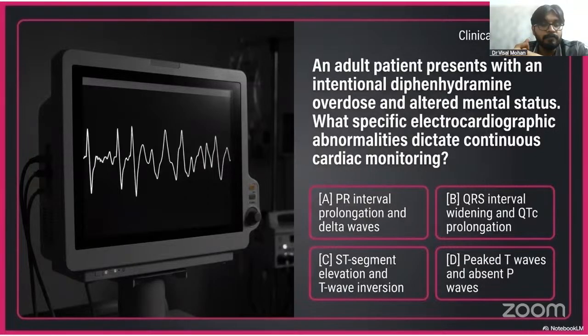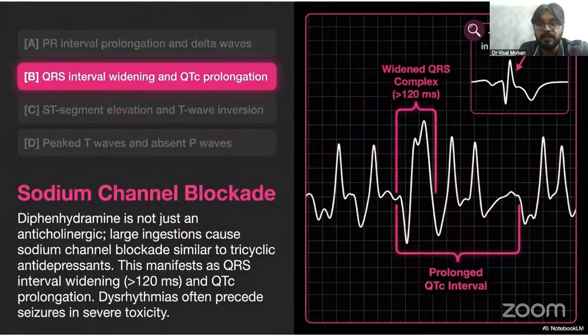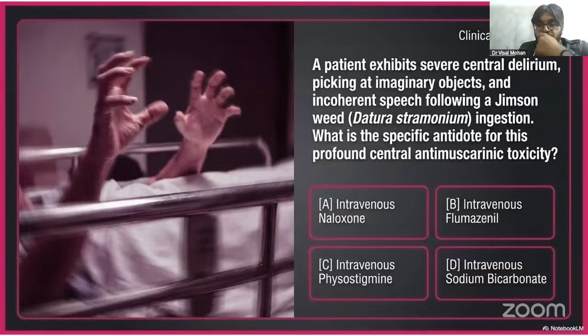It's actually the QRS widening and QT prolongation. Patient exhibiting a severe central delirium, picking at imaginary objects after consumption of Jimson weed. Specific antidote, what is it? IV naloxone, flumazenil, physostigmine, or sodium bicarb? It's IV physostigmine.